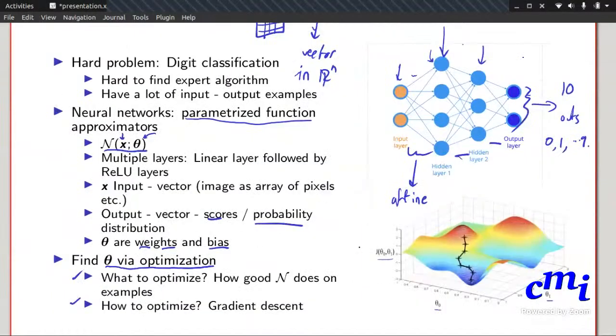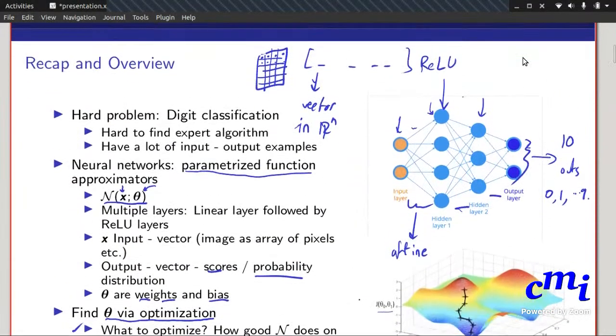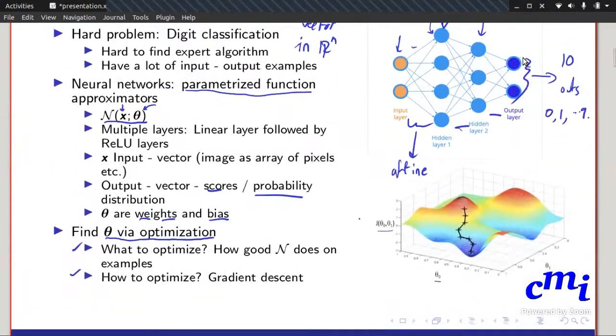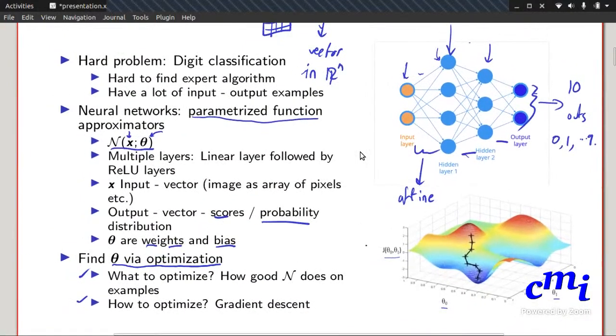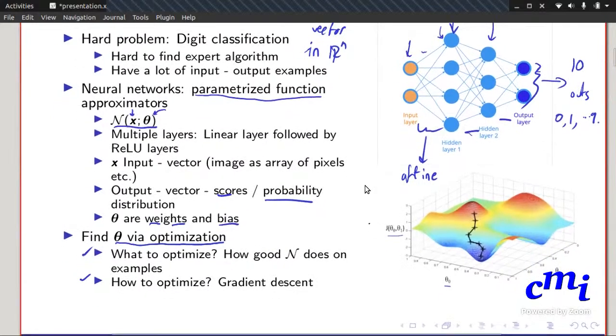Okay, sure. So just as a quick recap, what we had seen in the last class was some more details about gradient descent and training neural networks by gradient descent. Neural networks are these parameterized function approximators, and we can think of training as finding these parameters theta, which are the weights and biases, by optimization. So then there are two high-level questions.